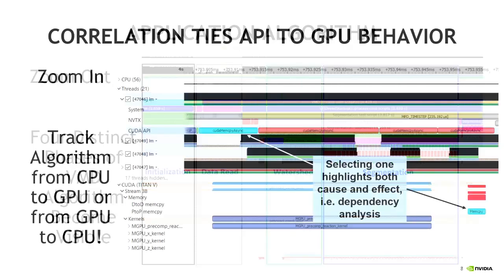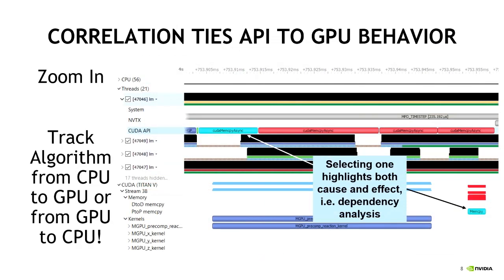Another thing that's interesting about Nsight Systems, and I don't think any other tool can do this, is the ability to correlate between an API and activity on the GPU.